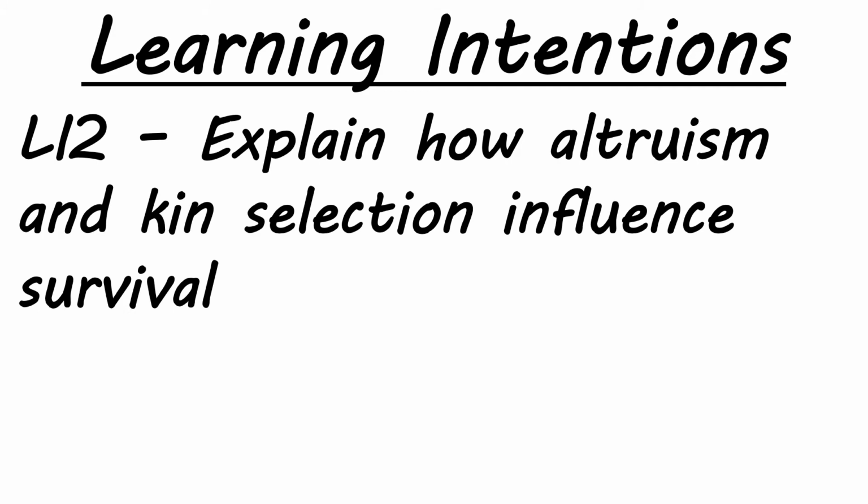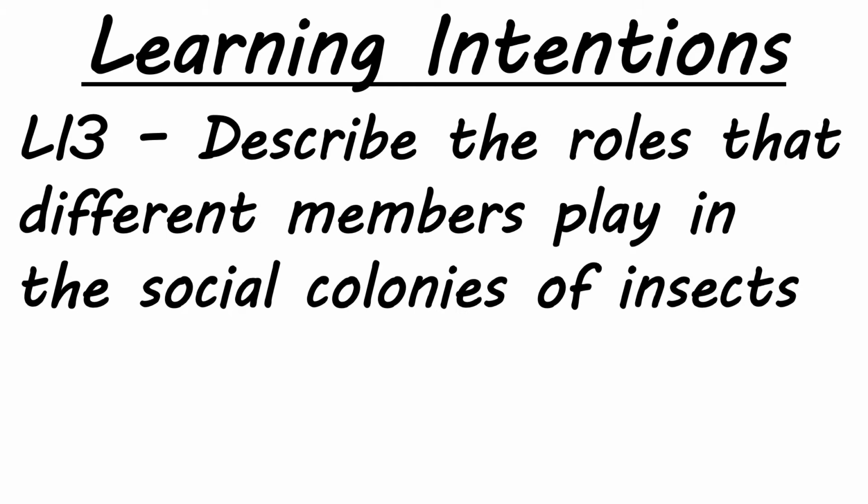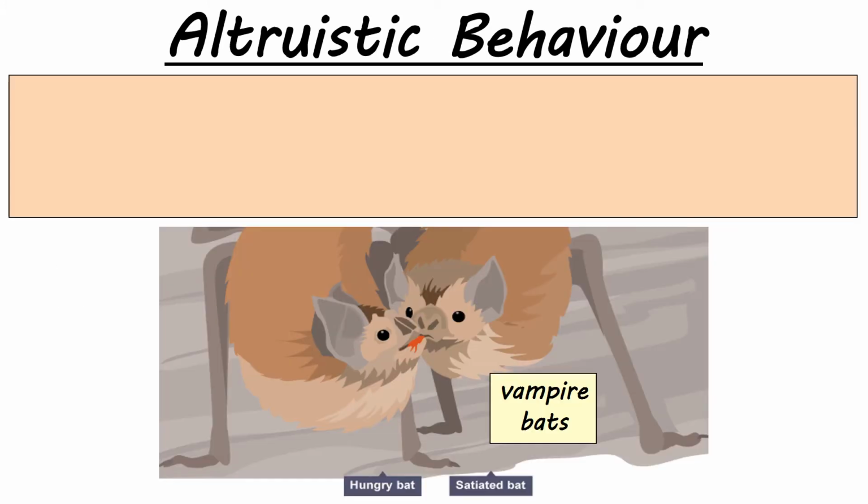So the next part of this, we're going to look at altruism and also something called kin selection. And then we're on to insects. So we're going to look at what the roles of different members are within a colony of insects. So we're going to look at things like ants and termites, bees.